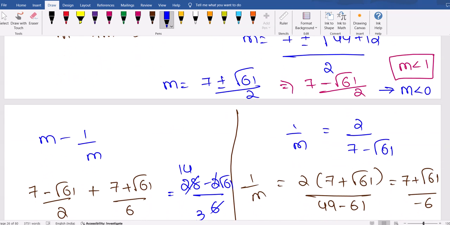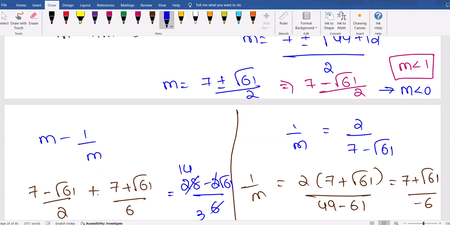Now 1 by m, 2 divided by 7 minus root 61. Do rationalization, 7 plus root 61. Then what is the scenario? 49, 7 square minus 61. We got minus 12, as numerator 2 is there, I cancelled it. We kept it like minus 6. Perfect. And as it is minus 1 by m, this minus will be out, it is plus.